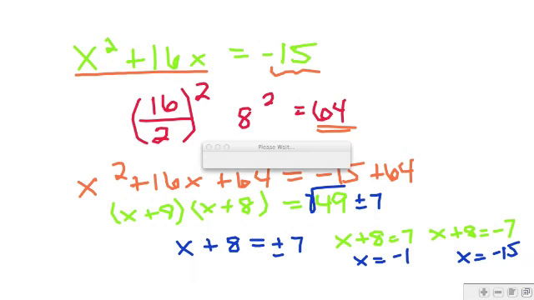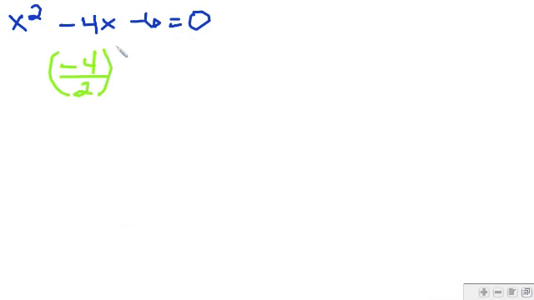All right, let's try one more of those. All right, we have x squared minus 4x minus 6 equals 0. First, let's go ahead and complete the square. Even though we have a c, so to speak, you still want to complete the square. So I'm going to take my b, which is negative 4. I'm going to divide it by 2, and I'm going to square it. So 2 goes into negative 4, negative 2 times, and I'm going to square that, giving me 4.